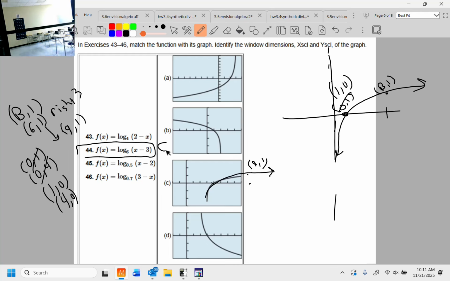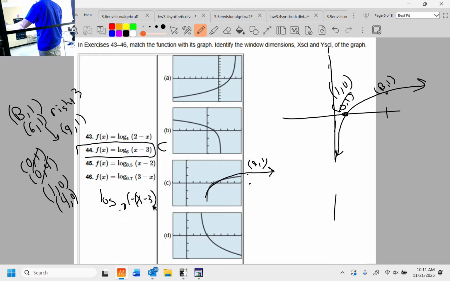And the next easiest one is 45. I'm going to say that one for y'all. The hardest one up here is probably 46, because 46 has got a reflection. Got log base 7/10 of negative x minus 3.